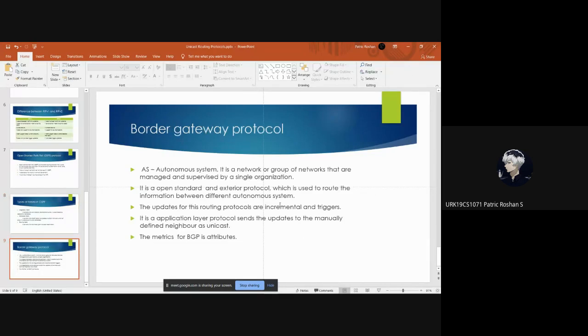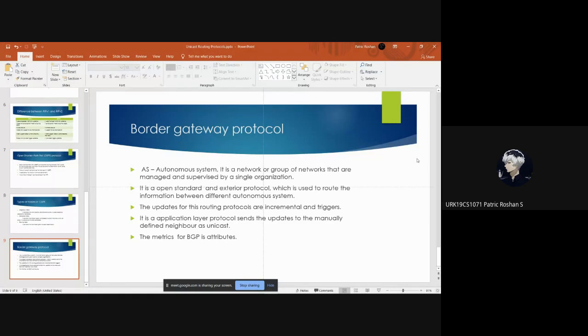For Border Gateway Protocol, we have to know what an autonomous system is. It is a network or group of networks that are managed and supervised by a single organization. BGP is an open standard, exterior protocol which is used by routers to transfer information between different autonomous systems.